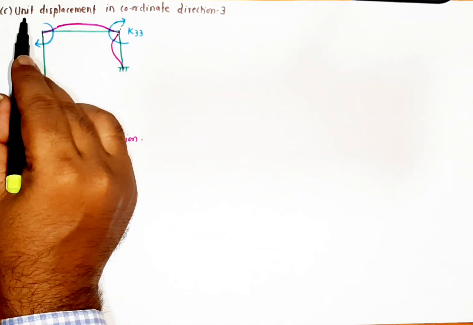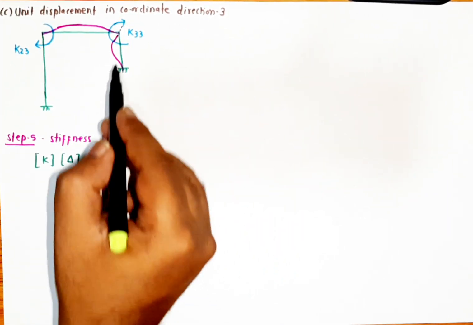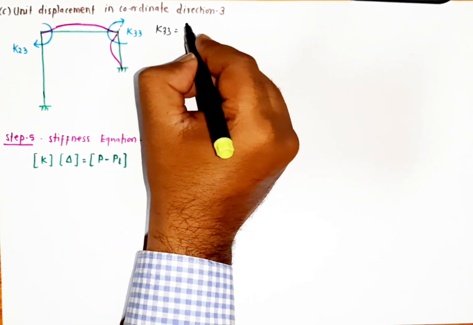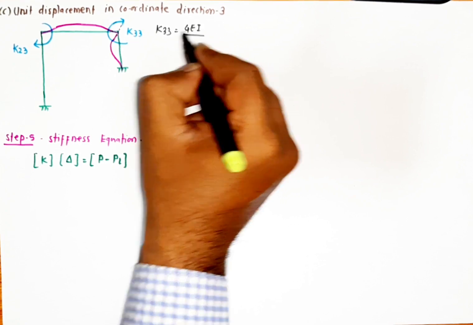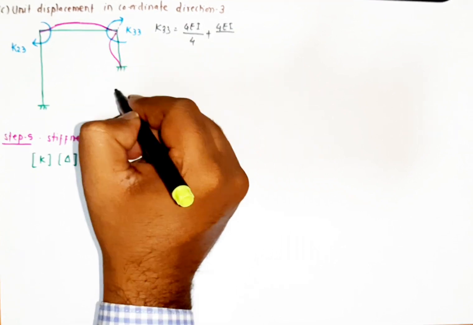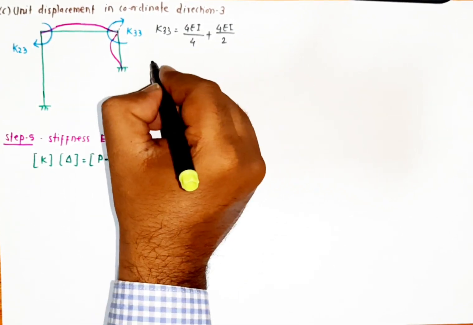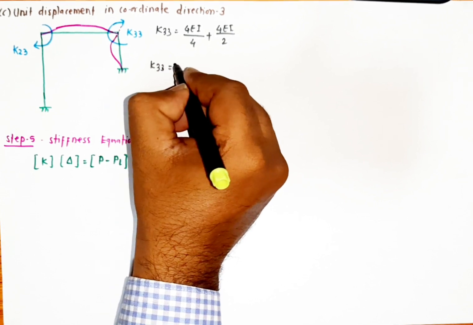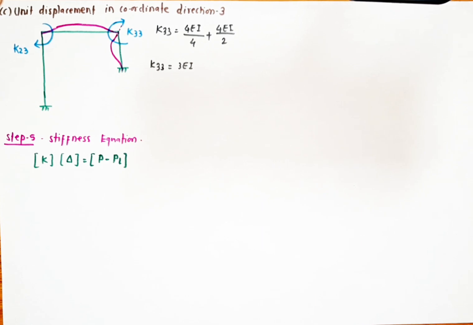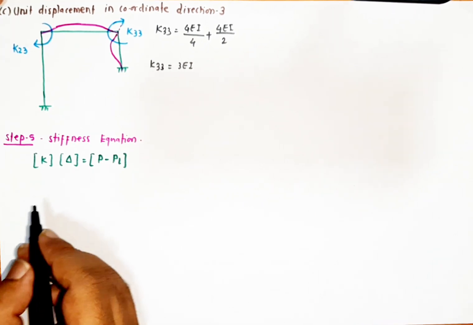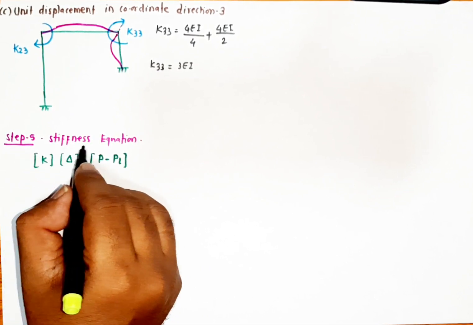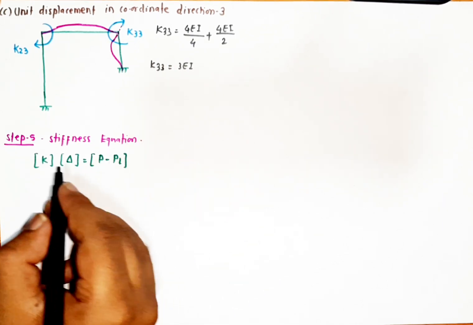Now next, let us give the unit displacement in coordinate direction 3. For 3, K33 is again 4EI by L. For this, L is 4, plus 4EI by 2 for the second member, that is CD. So ultimately K33 is equal to thrice EI. So this completes our stiffness matrix. Now we will use our stiffness equation to calculate the unknowns. So our next step is step 5, the stiffness equation. Here the K matrix is a 3 by 3 matrix.